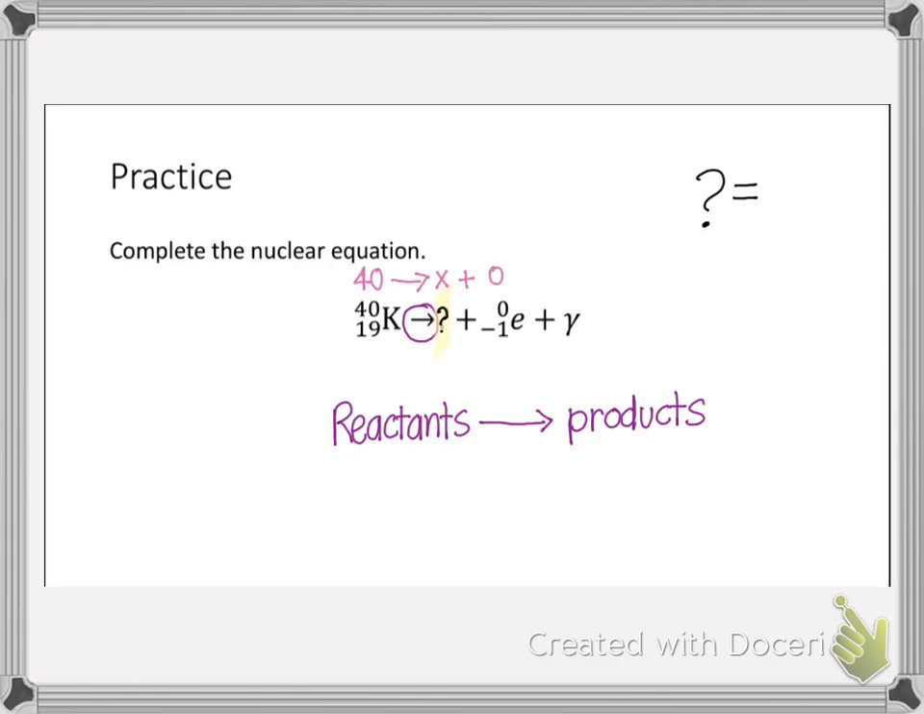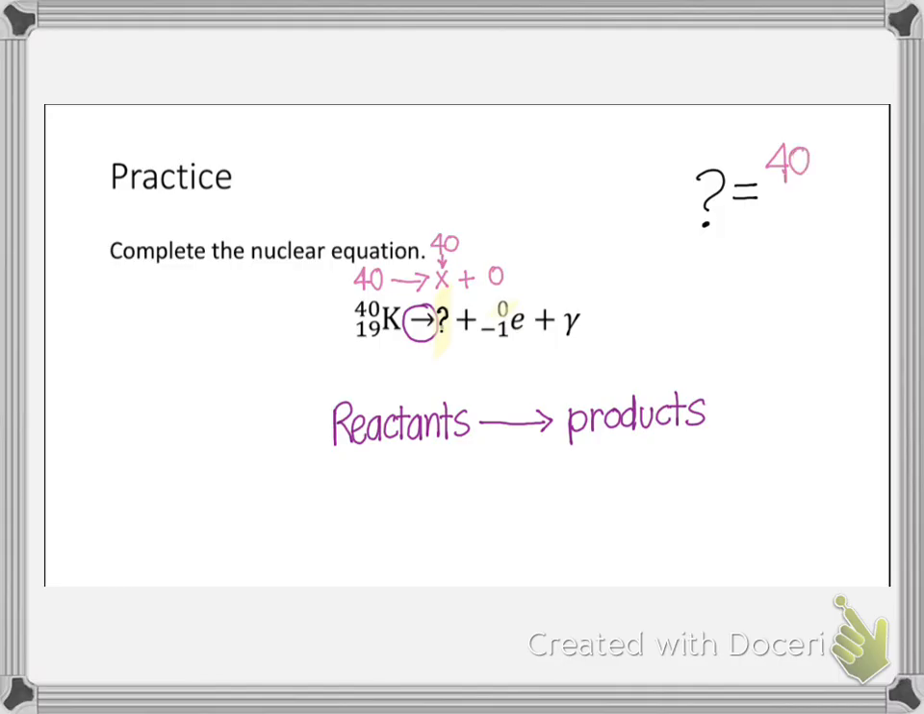I'm adding it to a 0, and then gamma has zeros too. Gamma has 0 too, so I don't have to say anything. So what number plus 0 equals 40? Okay, let's put in the number 40. So that's going to be the mass number of my new isotope, 40.